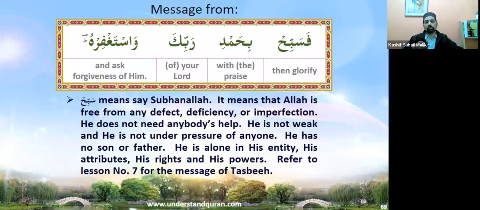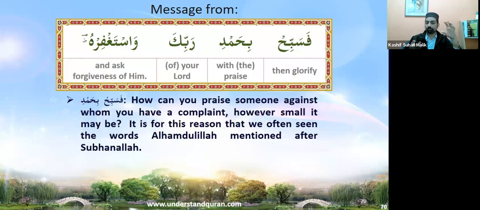So what do we learn from this? Saying Subhanallah, Allah is free from defects, deficiency, imperfection. He does not need anybody's help. He is not weak. He is not under pressure of anyone. He has no son or no father. He's alone in his entity, his attributes, his rights, his powers. So that's what tasbih is.